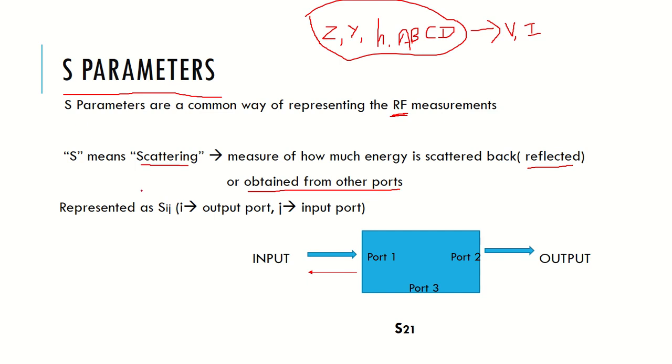S parameters are represented as Sij, where i represents where I'm getting the output, and j represents where the particular input is given. So in this particular diagram, this is my i, this is my j. I get the output at port 2, I give the input at port 1. So the parameter is represented as S21, where 2 represents the output port and 1 represents the particular input port.